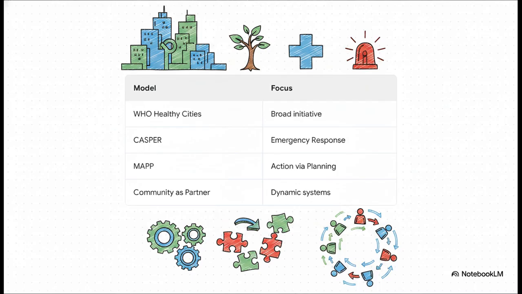First up is the WHO Healthy Cities Initiative, which takes a very broad, community-wide approach. Then there's CASPR. That is the CDC's go-to tool for public health emergency response. Next, we have MAP, Mobilizing for Action Through Planning and Partnerships, which focuses really heavily on building coalitions. And finally, the Community as Partner model. This one is deeply rooted in our nursing processes and emphasizes the dynamic, interconnected nature of community subsystems. You've got to know which model matches which focus, for sure.